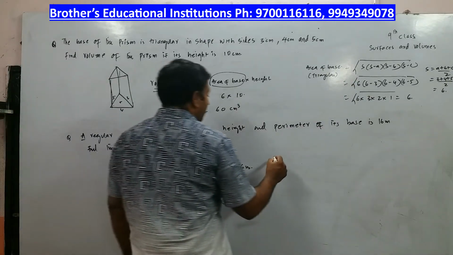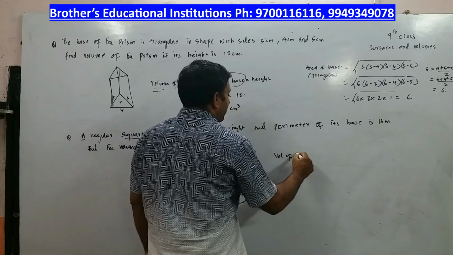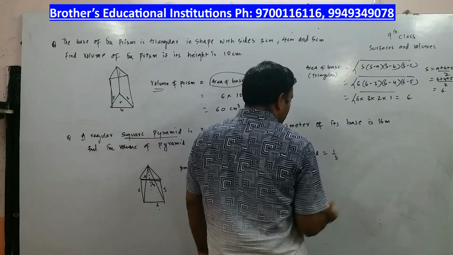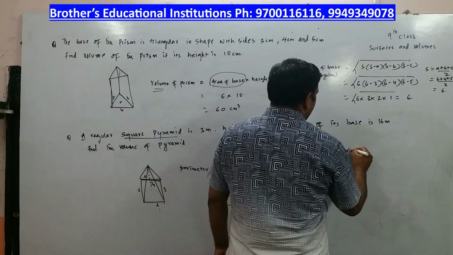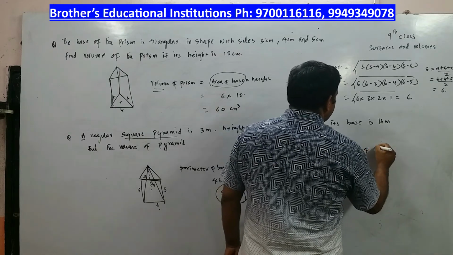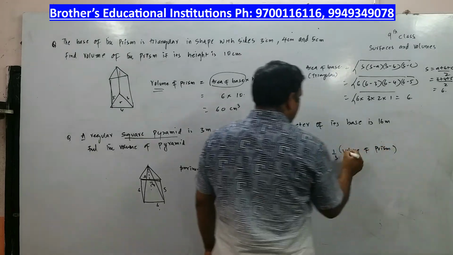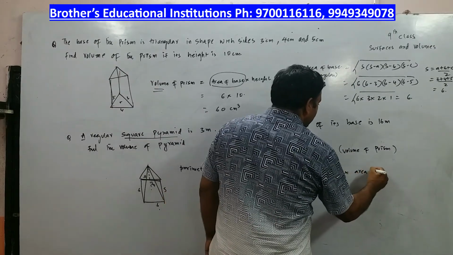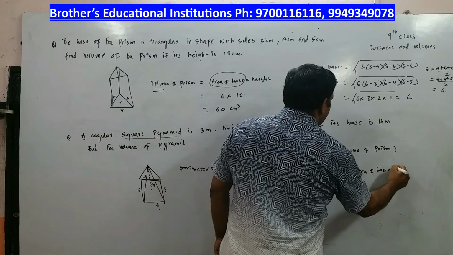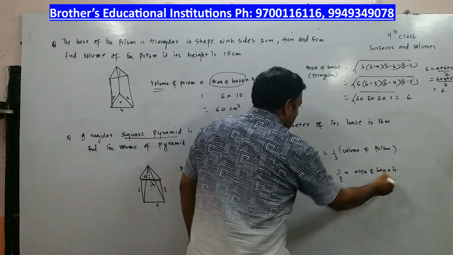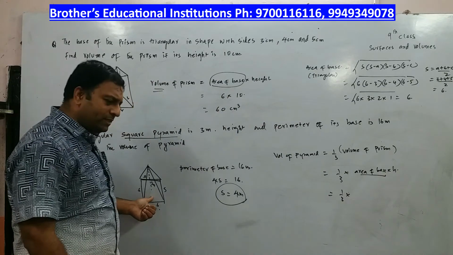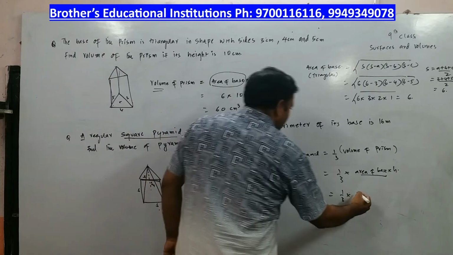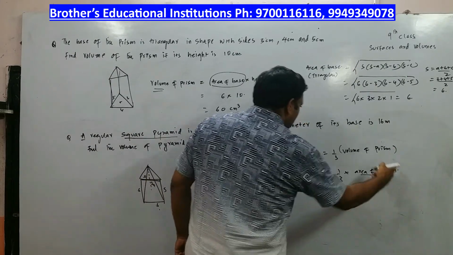Now how do you calculate the volume of a pyramid? Volume of pyramid is equal to 1/3 into volume of prism. Now how do you calculate the volume of prism? It is area of base into height. Now 1/3, what is the area of base? Base is a square base, and for the square base you need a side. Side is 4, so 4 4s are 16. 4 into 4 is 16 into height.